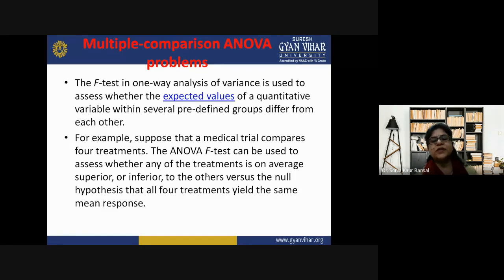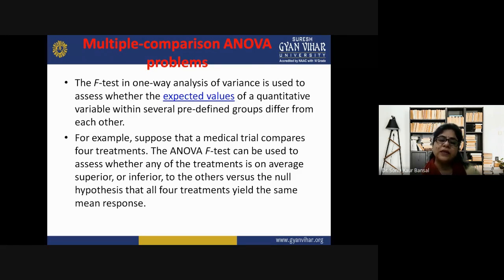For example, suppose that a medical trial compares four treatments. Okay, so there is a treatment for some disease being given to the patients, and there are four types of treatments. Now you simply have to compare among these four treatments that are running simultaneously on the patients. So the ANOVA F-test can be used to assess whether any of the treatments is on average superior or inferior to the others, versus the null hypothesis that all four treatments yield the same mean response.